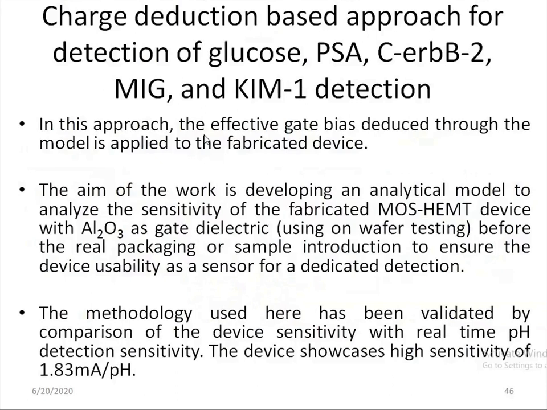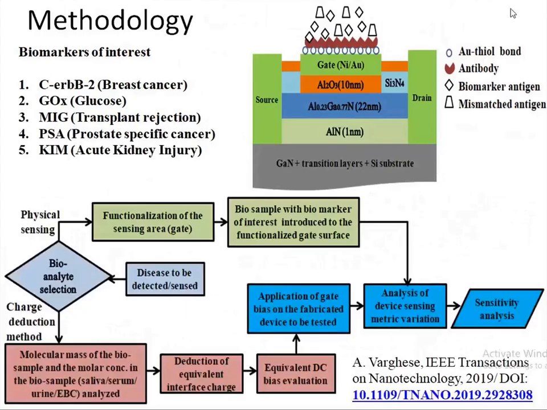These are a few examples of the different HEMT-based sensors that we have tried. We have used it for sensing glucose, that is diabetes detection, prostate cancer detection, breast cancer detection, kidney injury detection, and transplant rejection detection. We have not done real-time testing for these detections, that is still pending, and we are planning to do that. What we have done till now is use the fabricated device and the model in order to find out the sensitivity of the devices. So this is how the process is done.